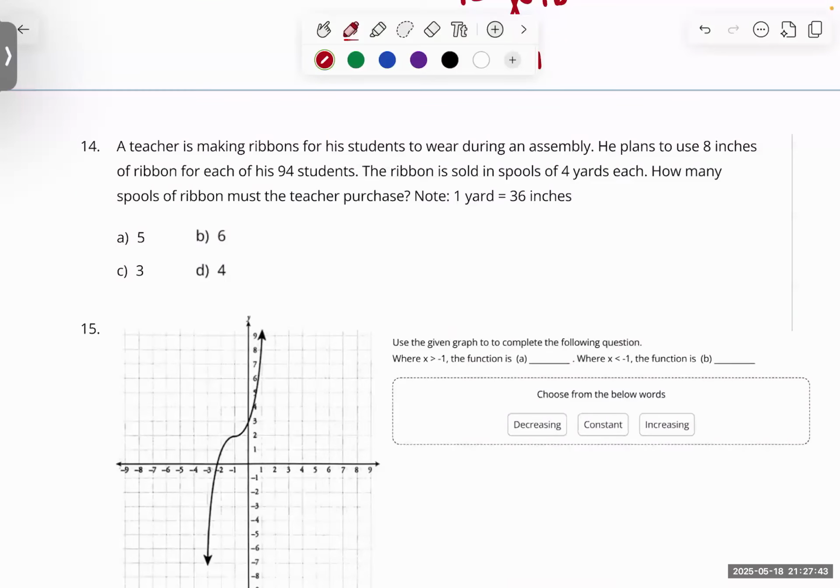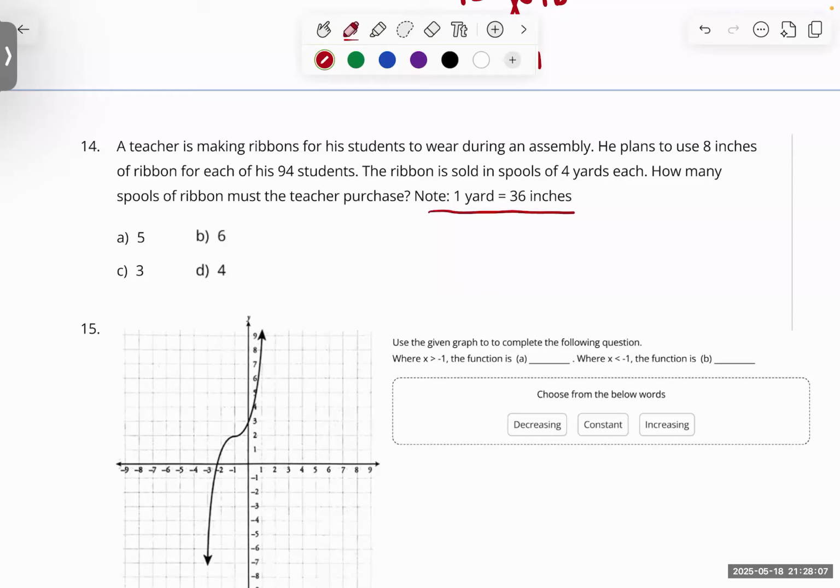A teacher is making ribbons for his students to wear during an assembly. He plans to use 8 inches of ribbon for each of his 94 students. The ribbon is sold in spools of 4 yards each. How many spools of ribbon must the teacher purchase? Note, 1 yard is 36 inches. This is very helpful for us.